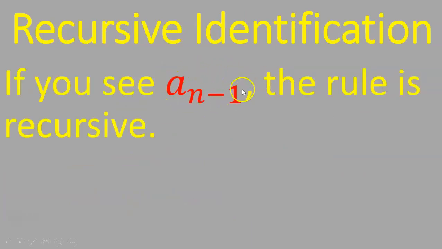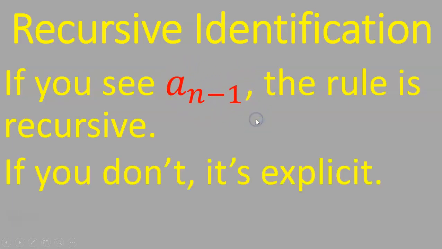Now, to identify it, this is key: the a sub n minus 1. Not just n minus 1, but a sub n minus 1. If you see that, then it's recursive. If you don't see it, it's the explicit. Okay, so that's how you keep the two apart.